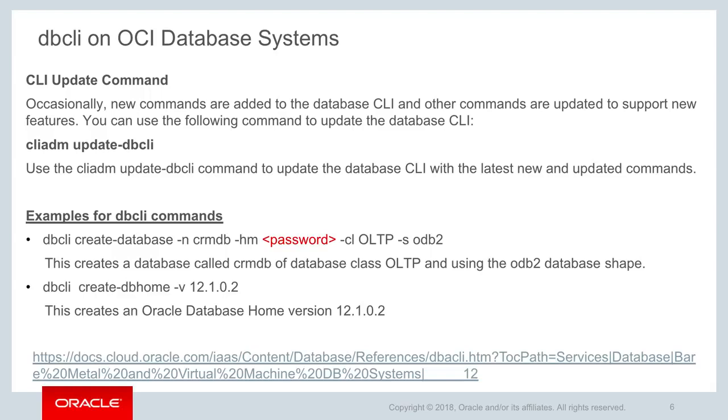On this slide, you also see examples for the DBCLI commands that you saw in the previous slide. In the first example, you're creating a database called CRMDB of database class OLTP and using the ODB2 database shape. In the second example, you're creating an Oracle database home version 12.1.0.2. If you go to the link listed at the bottom of the slide, you'll find more information on the DBCLI commands and how you can use them.